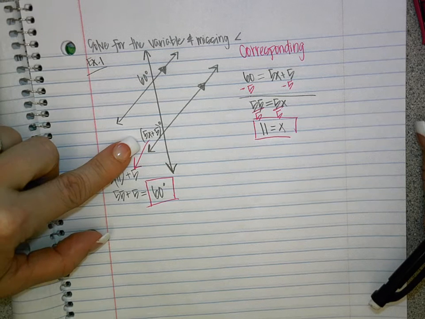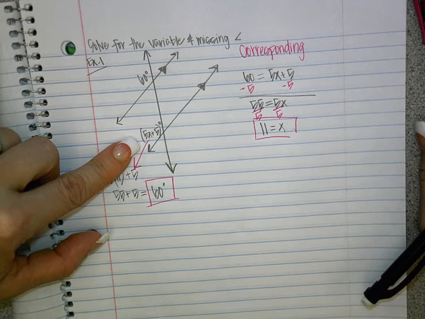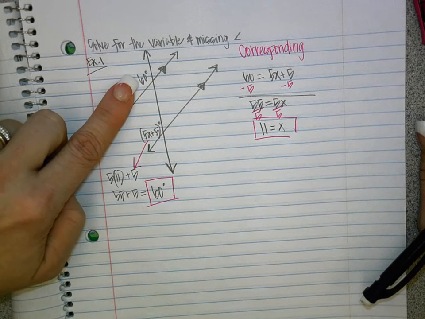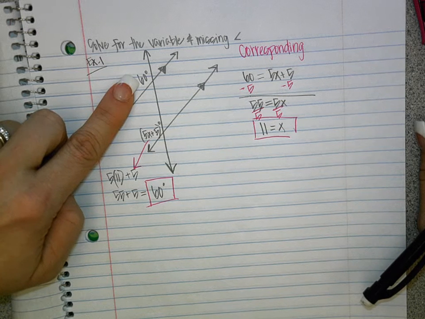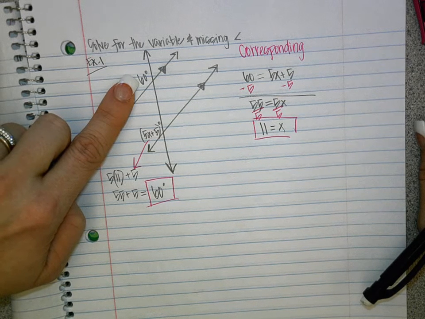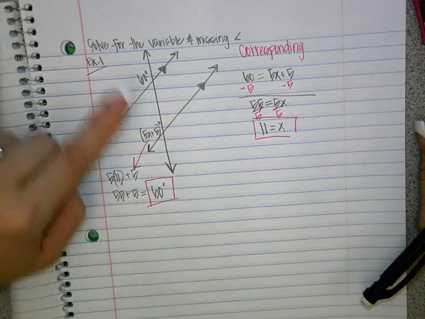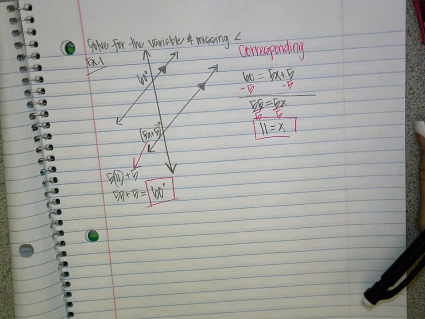Right. So if this is corresponding, you could have just written that it was 60. But this is a really good way of checking your answer, so you should probably do that too. You can check to make sure, yep, I got the same answer. So those are your two angles.